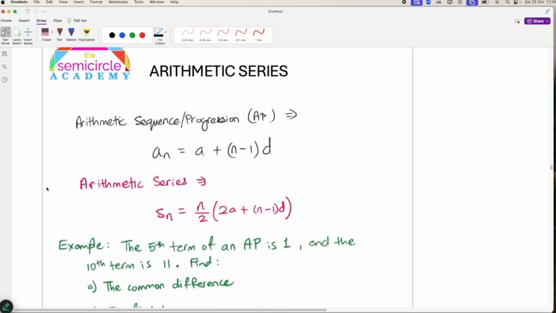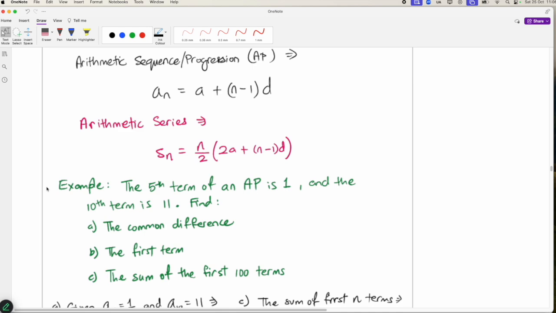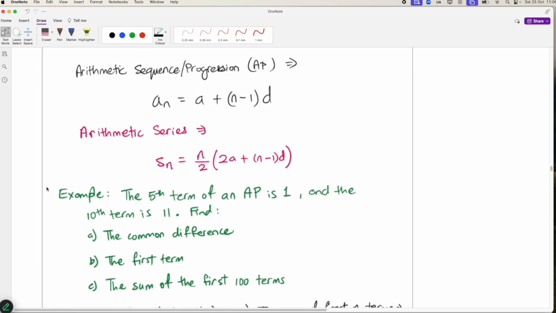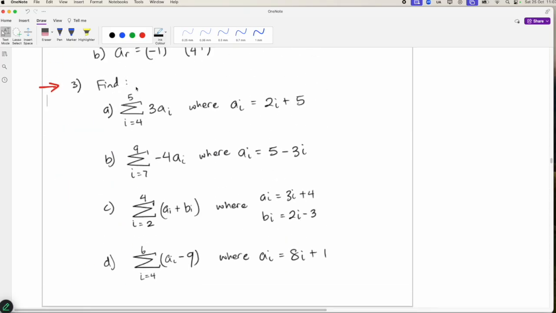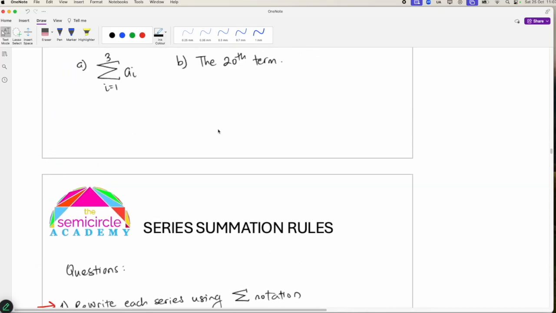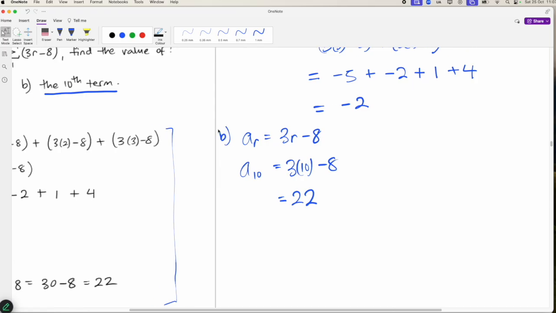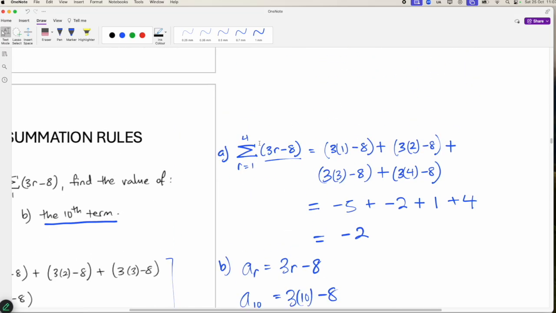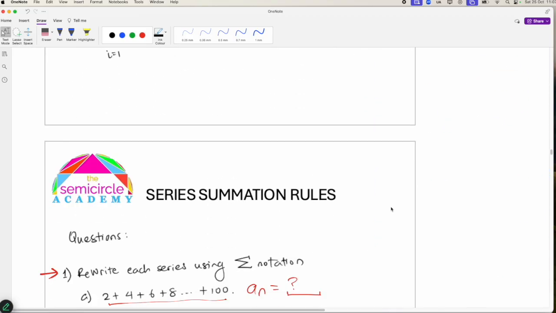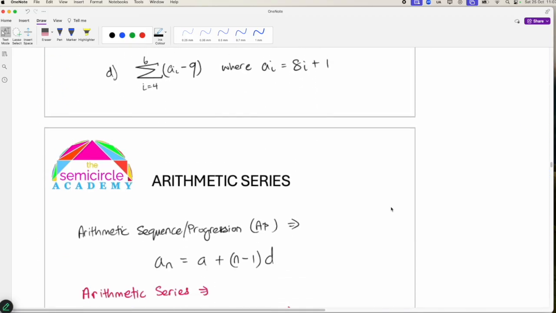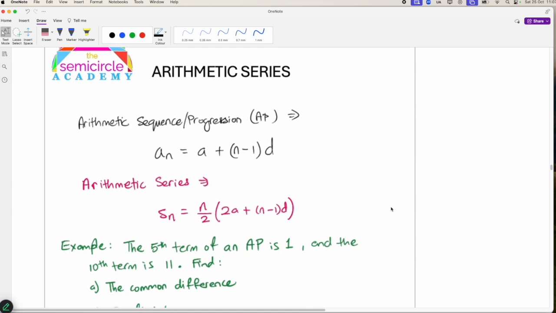An arithmetic series. When we have an arithmetic progression, you know how we had to add up all of them? We had to find each term and then add it up manually. Well, of course, we don't have to do that anymore. Of course, there is an easier way.